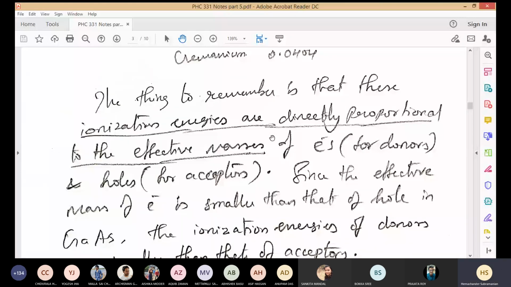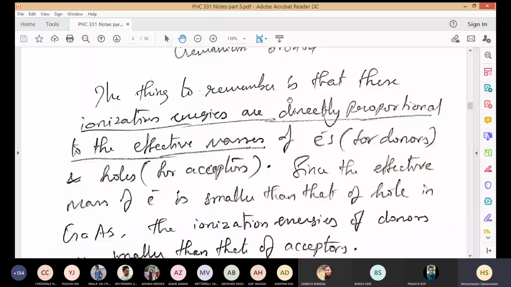So the ionization energies above are directly proportional to the effective masses. I'm not writing down the equation. You don't have to remember that equation, but the point is that the ionization energies are directly proportional to the effective masses. So the higher the effective mass, the higher the ionization energy.